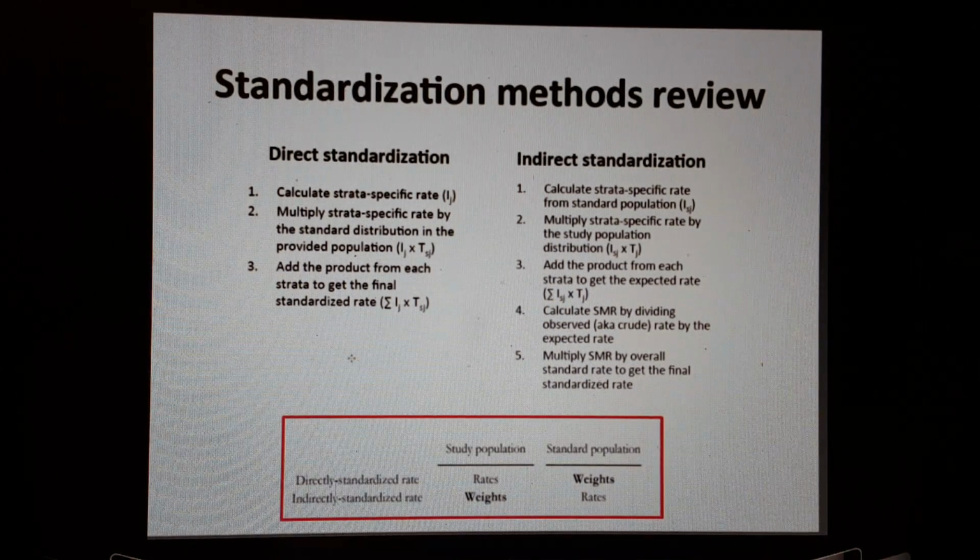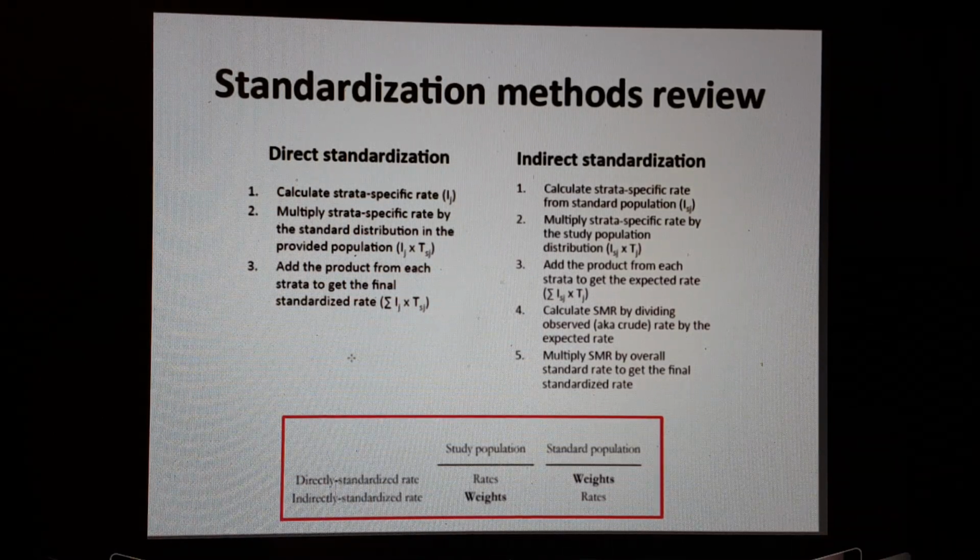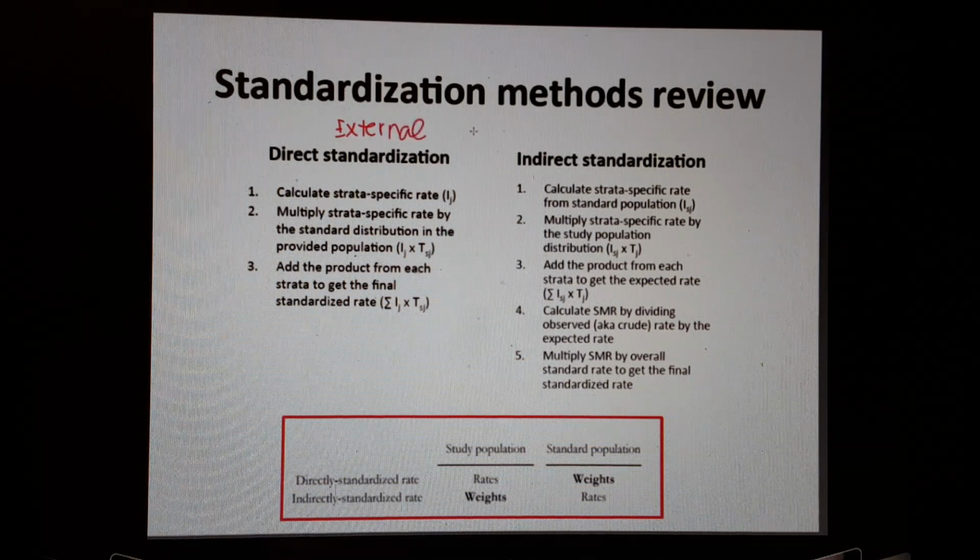So now for some standardization methods review. For direct standardization, you're going to first calculate the strata-specific rate. So this is your study population. You're then going to multiply the strata-specific rate by the standard distribution in your provided population. So that is your standard population. And then you're going to add the product from each strata to get the final standardized rate. So that's direct standardization. Easy peasy. Like I said before, this is external and internal.